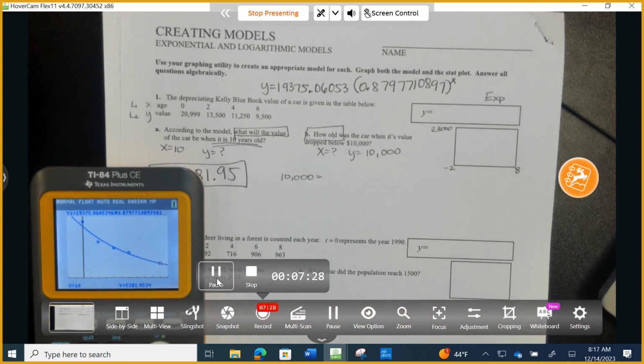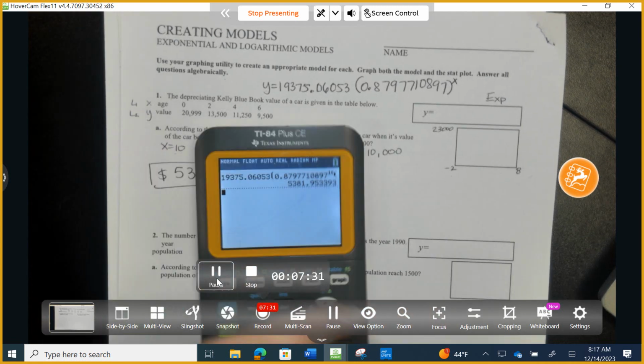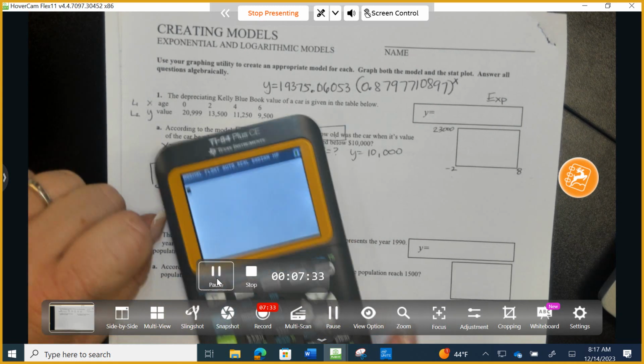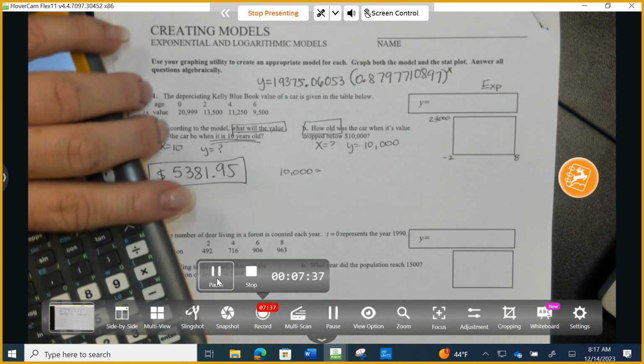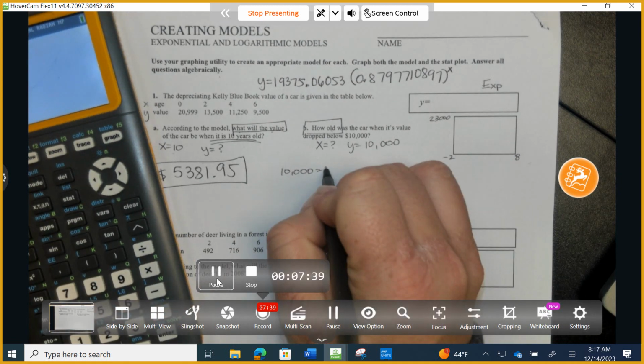Now, as I write this down, I want to share with you that I'm going to plug in the exact answers on my calculator. But when I write down the equation, I'm going to round it to the nearest tenth as I write things down. Just please watch. It will save me a little bit of time.